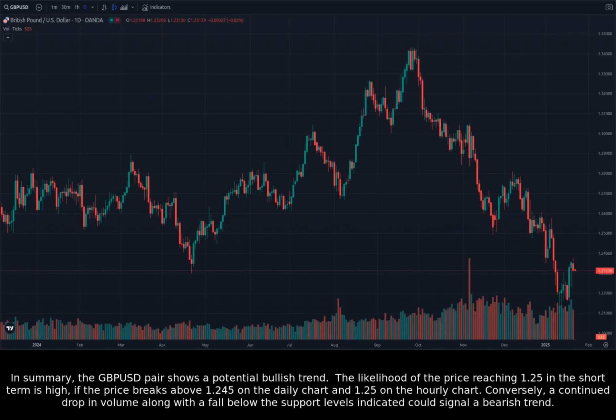In summary, the GBPUSD pair shows a potential bullish trend. The likelihood of the price reaching 1.25 in the short term is high if the price breaks above 1.245 on the daily chart and 1.25 on the hourly chart. Conversely, a continued drop in volume along with a fall below the support levels indicated could signal a bearish trend.